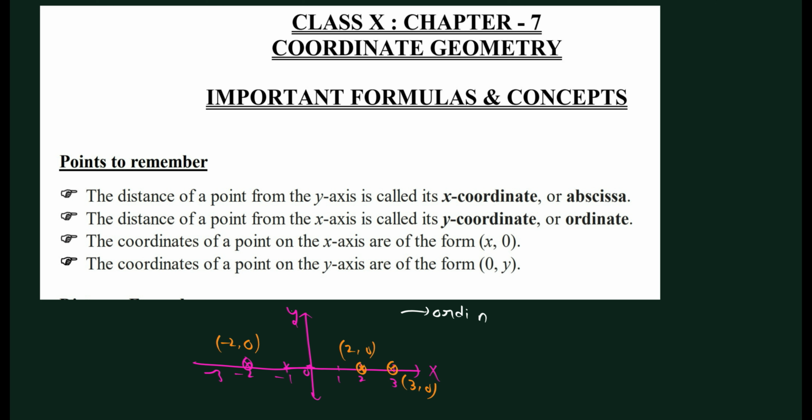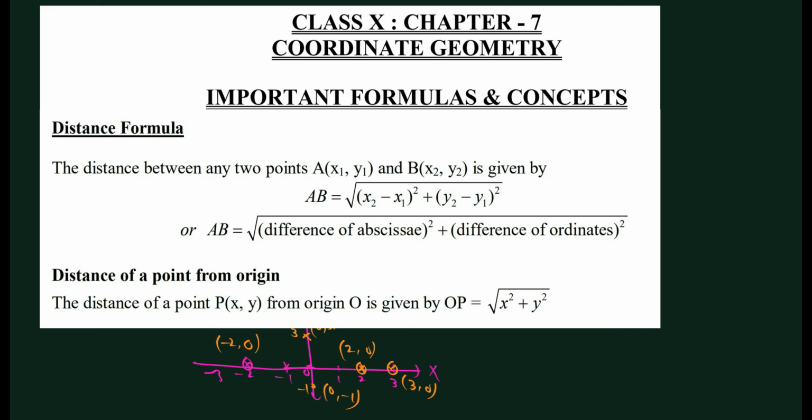Like that, we have to mention the coordinates of a point on the y-axis. Let us say this is a y point and this is 3. Then we can represent this as (0, 3). Let us say this is -1. So this we can represent as (0, -1). The coordinates of a point on the y-axis are of the form (0, y). The coordinates of a point on the x-axis are of the form (x, 0).